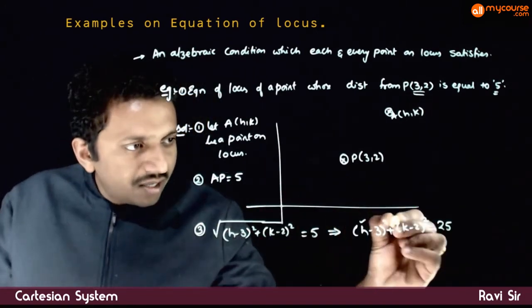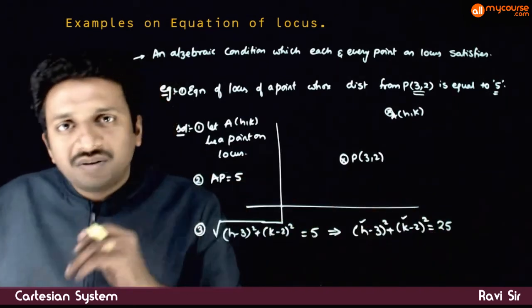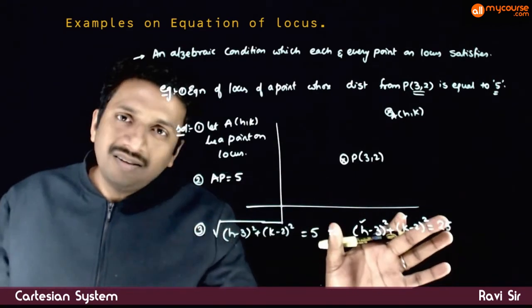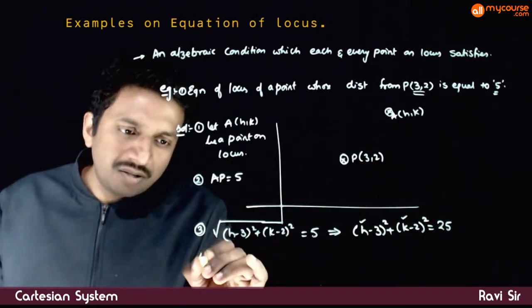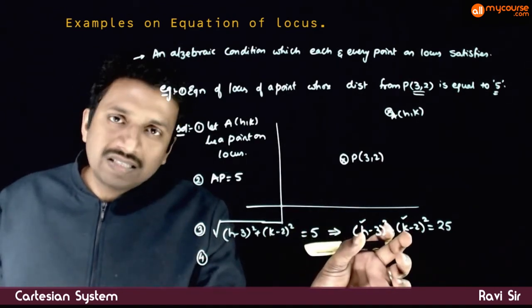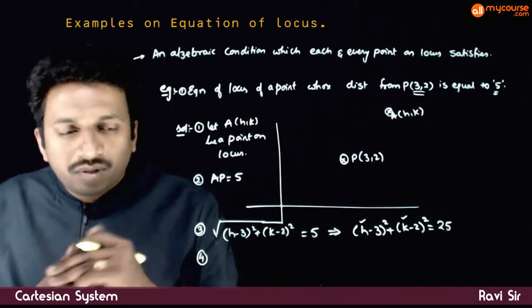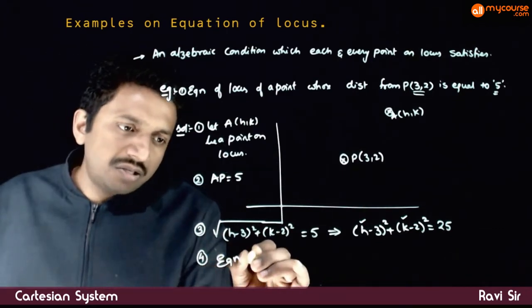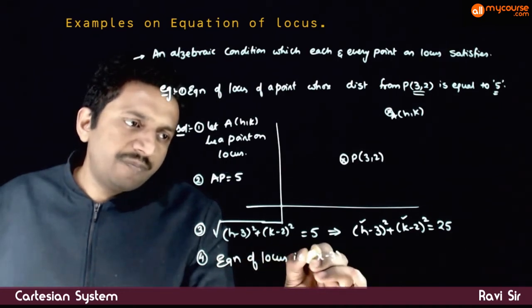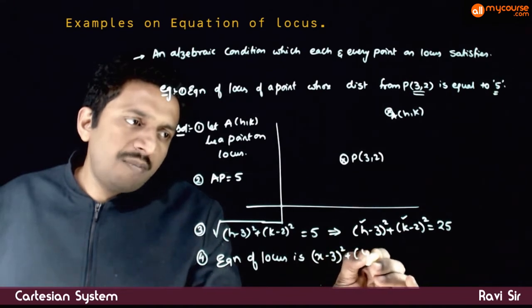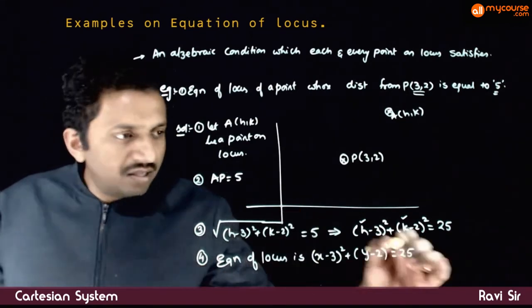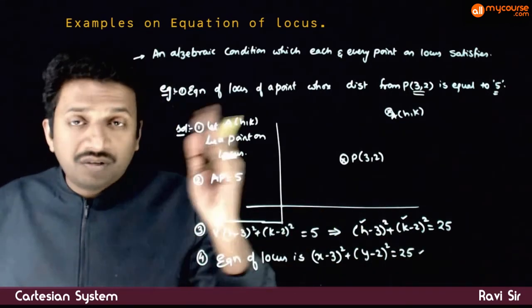So once you get an equation completely in terms of h and k without any other variables, you got the locus. Once you get an equation in h and k, you just need to replace h with x and k with y to get the equation of locus. So the equation of locus is (x minus 3) whole square plus (y minus 2) whole square is equal to 25. So this will be the answer to the question.